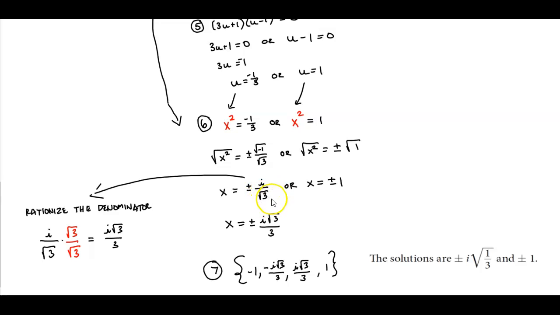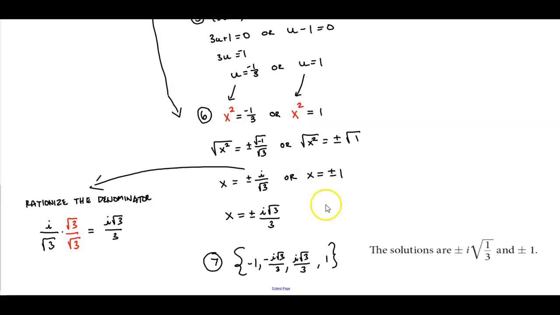Now, we don't want to leave the radical in the denominator, so we need to rationalize the denominator. Going back to what we've done before, in order to rationalize the denominator, we multiply the square root of 3 in the numerator and the denominator. So we end up getting i times the square root of 3 over 3. So x is equal to plus or minus i times the square root of 3 over 3. Over here we have x squared equals 1. Taking the square root of both sides, we get x equal to plus or minus 1, because the square root of 1 is 1.